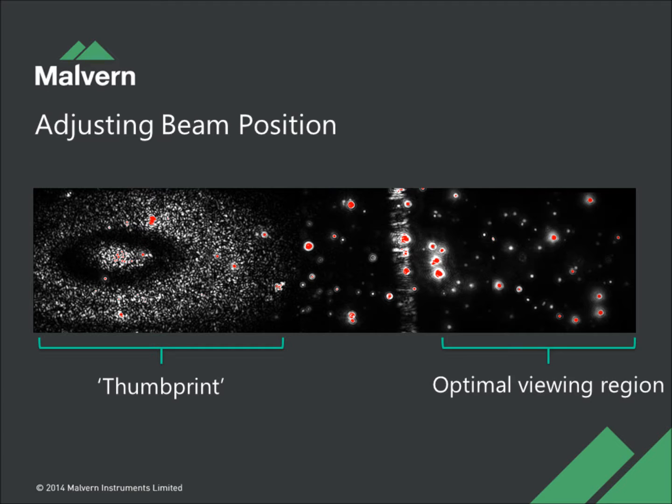The thumbprint should appear as shown in the image. Close to the thumbprint there will be a vertical line on some systems, and the optimum region for viewing particles will be just beyond this line if it is present. If the line is not present, the optimum region for viewing particles will be just past the thumbprint.